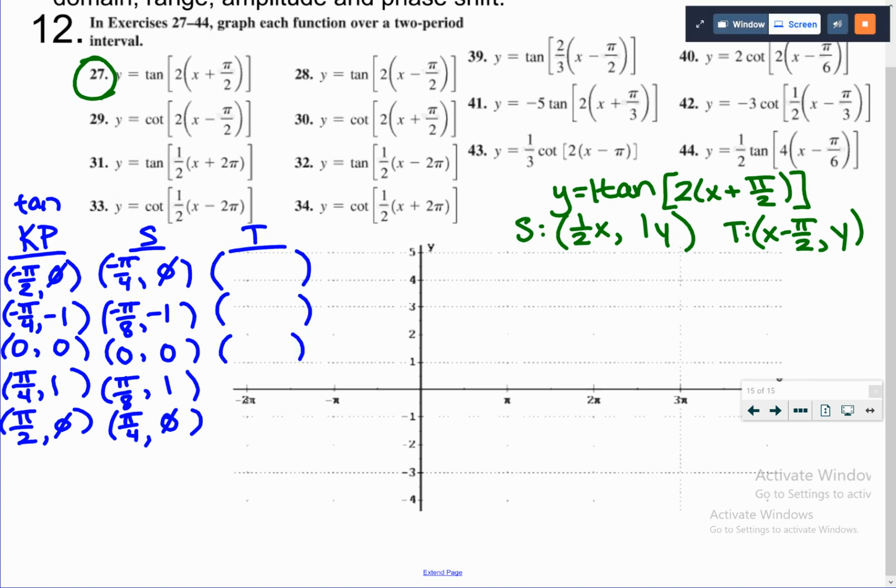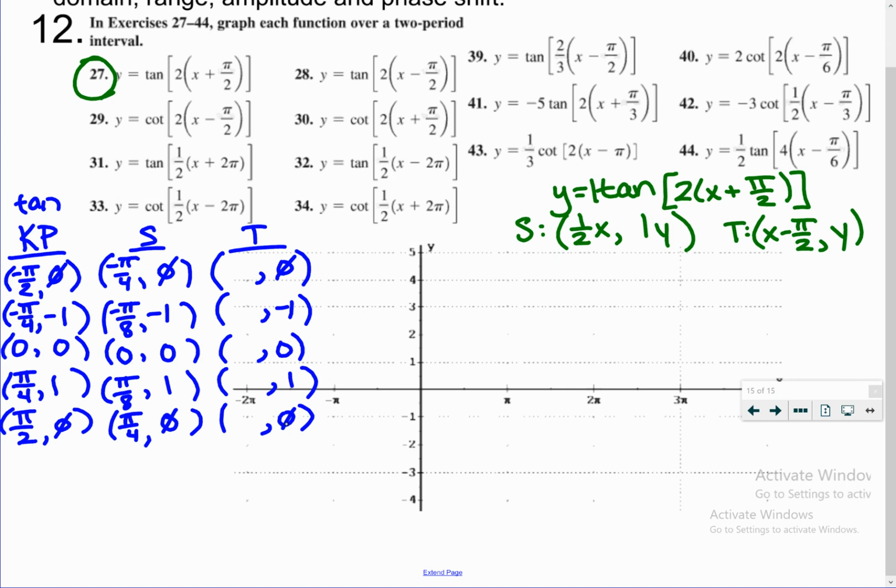For my translations, take each of my x's and subtract pi over 2. The y's, again, are not going to change, so I'm just going to put those in there. What is negative pi over 4 minus pi over 2? Negative 3 pi over 4. Negative pi over 8 minus pi over 2.